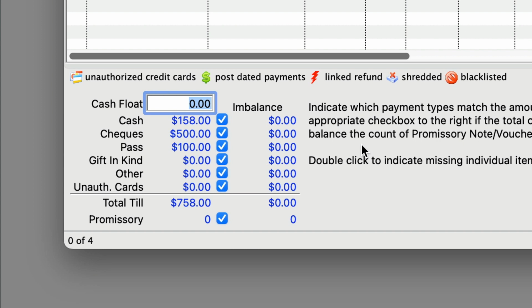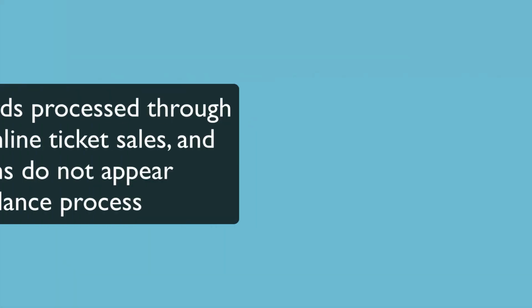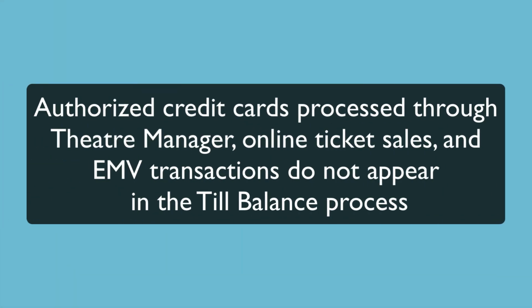If any payment types have a zero value, the system automatically places a checkbox there since there's nothing to balance. Authorized credit cards processed through Theater Manager, online ticket sales, and EMV transactions, payments processed through terminals with chip readers, do not appear in the till balance process.